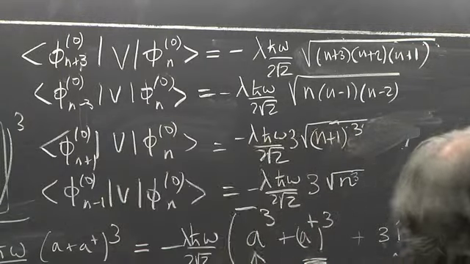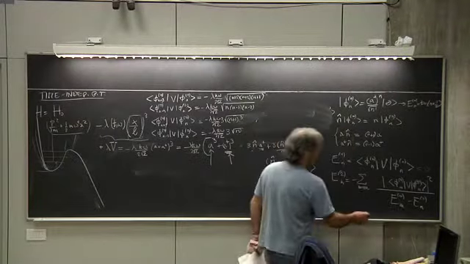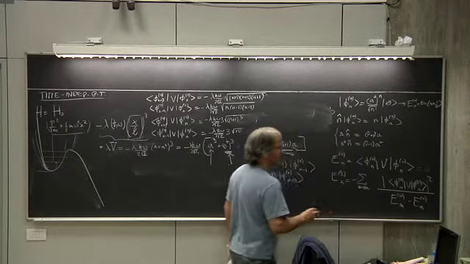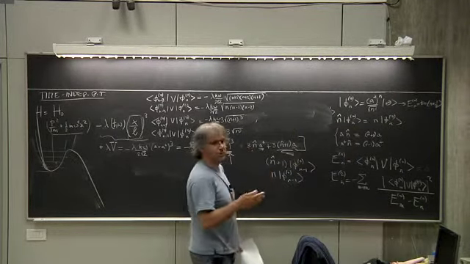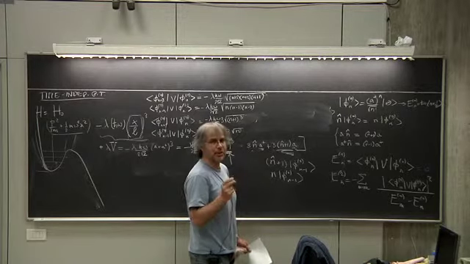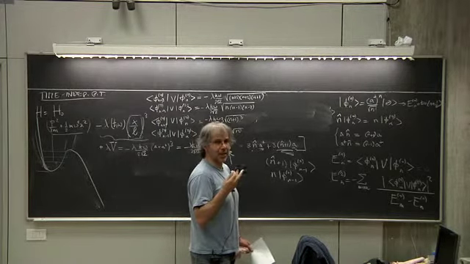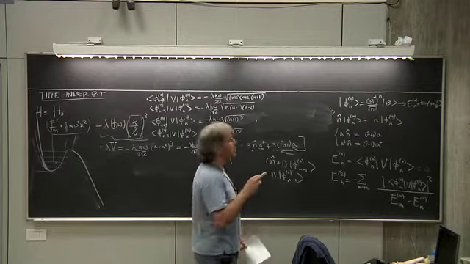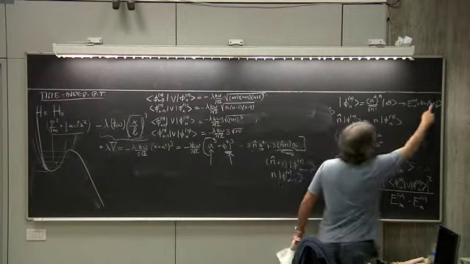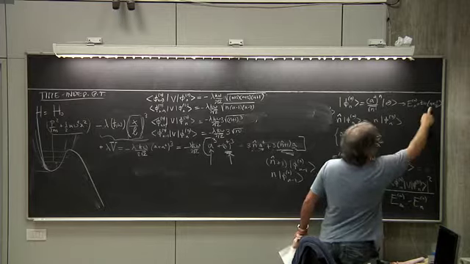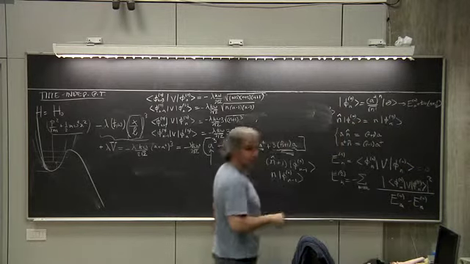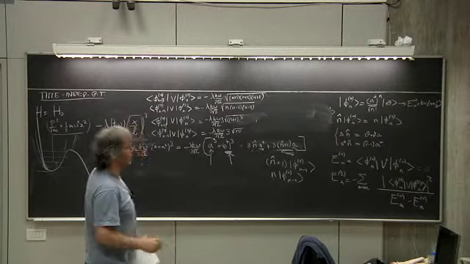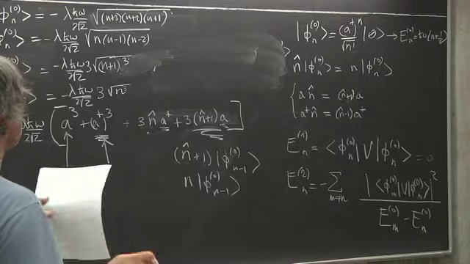Okay, so now you can put all the ingredients there. The denominators are simple. E0 n plus 3 minus E0 n is simply equal to 3 h bar omega, because this thing differs by just a certain multiple of h bar omega, and the multiple in that case is 3.